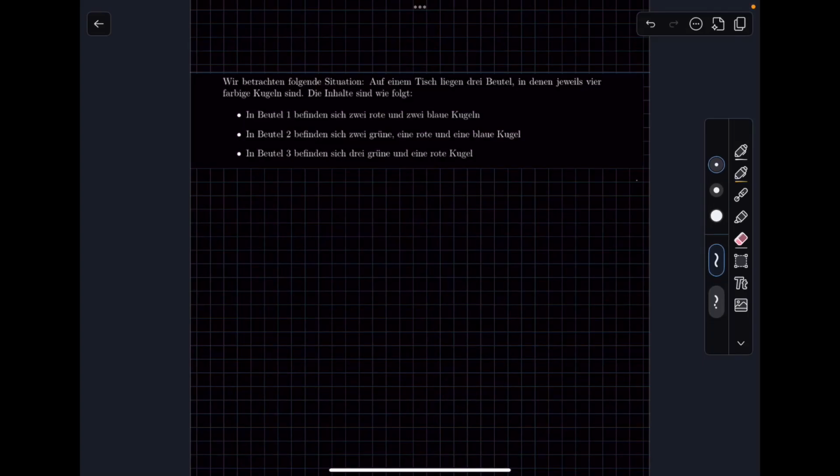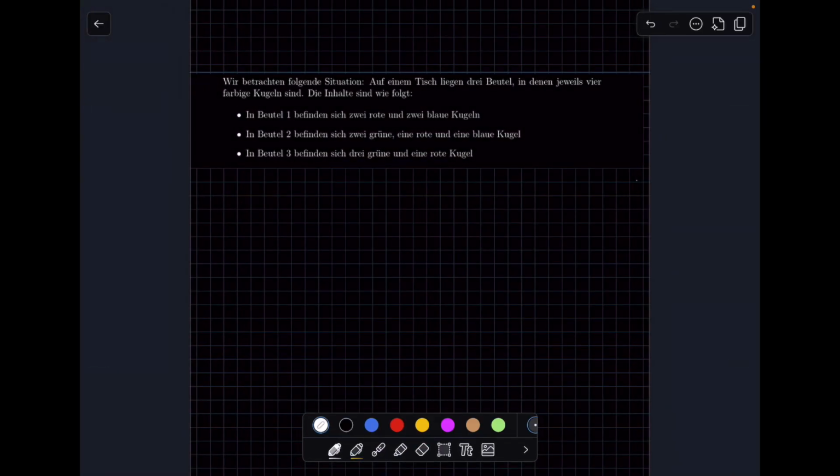Okay, so now we're going to be working with a situation of marbles. Marbles are really fun to play with, and this exercise is not really challenging, but really tricky. But once you get the hang of it, it's quite easy. So the first thing we have is the following situation.